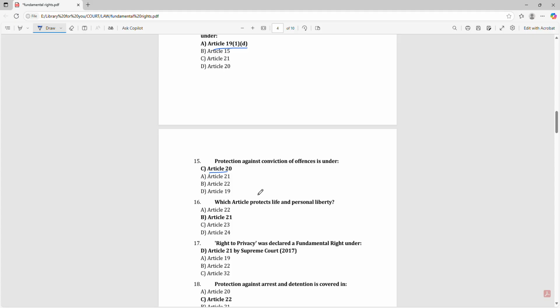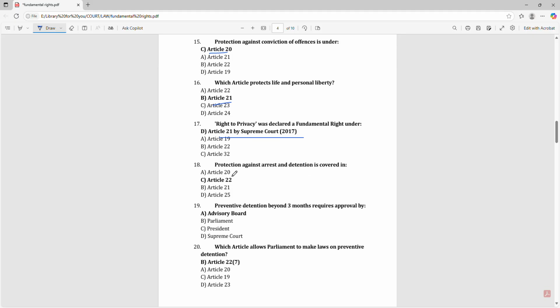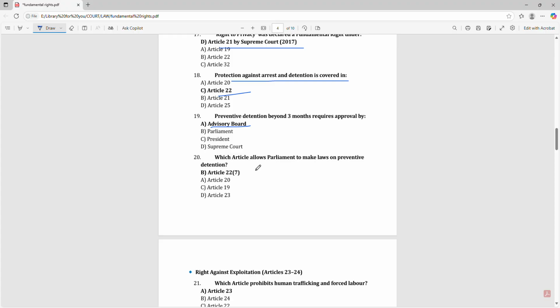Which article protects life and personal liberty? Article 21. Right to privacy was declared a fundamental right under Article 21 by the Supreme Court in 2017. Protection against arrest and detention is covered in Article 22. Preventive detention beyond 3 months requires approval by an advisory board. Which article allows Parliament to make laws on preventive detention?